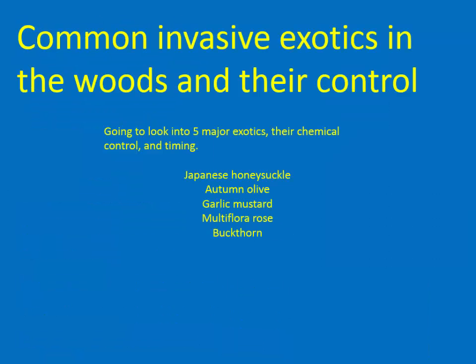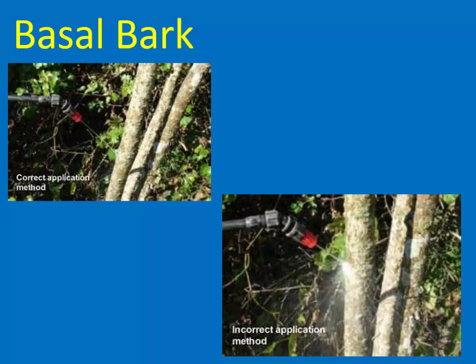I don't know if you can see here, but in the incorrect way, they have their backpack pumped up too high. There's too much pressure, so you see all the extra spray coming up, and it's getting all over the place. The correct way to do it is just give it a couple pumps on the backpack and a nice low volume. A nice low volume will go all the way around.